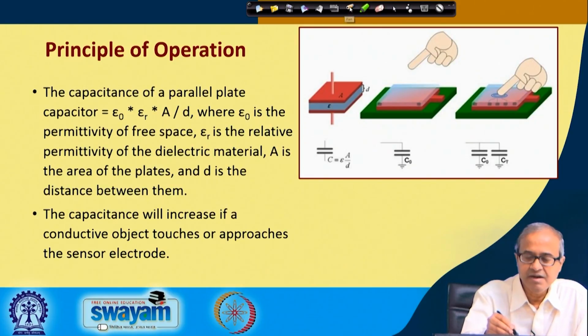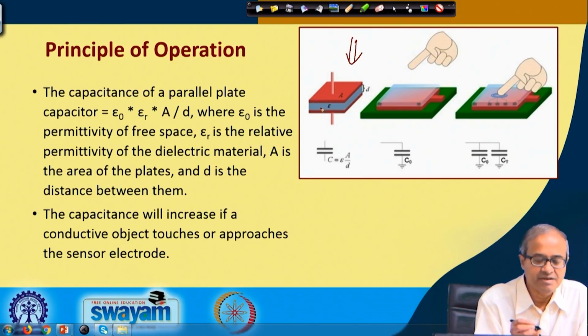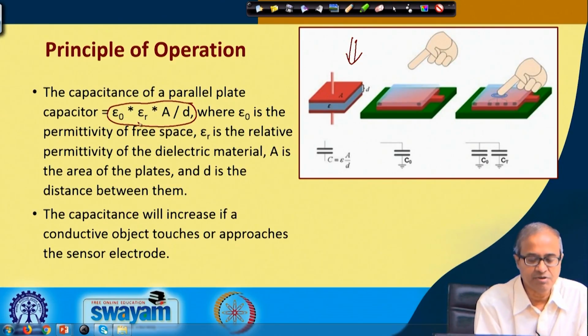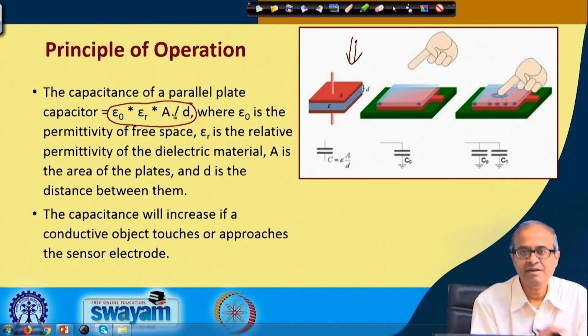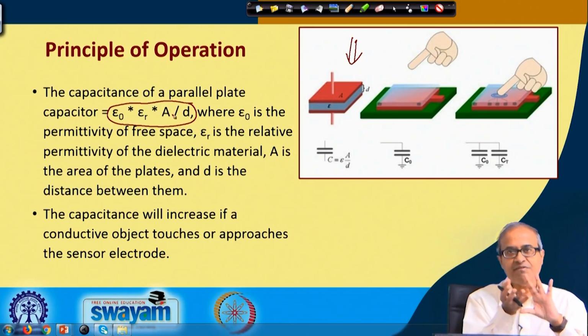Now, here a very short explanation is given. This diagram shows how a parallel plate capacitor looks. There is a plate whose area is A. There are two parallel plates, the separation is small d, and there is a material in between called a dielectric, with a dielectric constant. The value of the capacitance is given by this expression: epsilon 0 multiplied by epsilon r multiplied by the area A, divided by the separation d. Epsilon 0 is defined as the permittivity of free space, and epsilon r is the permittivity of the material between the two plates.